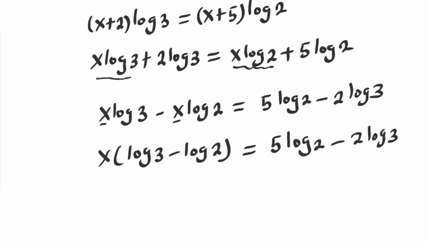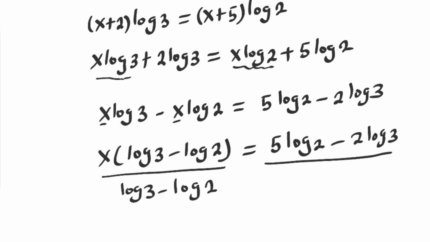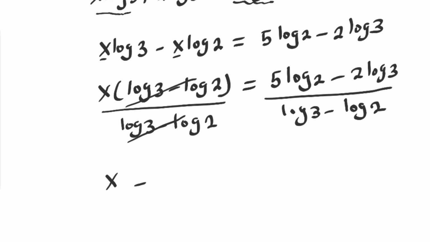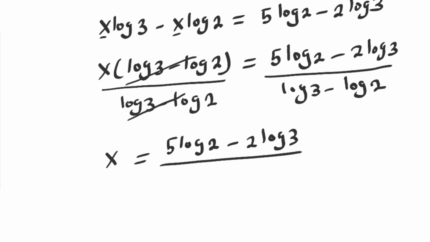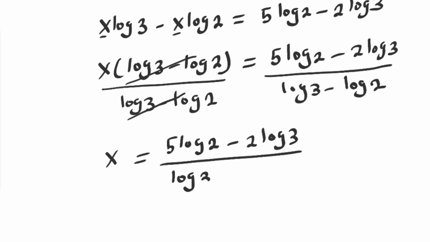Now we are looking for the value of x. Let us divide both sides of this equation by log 3 minus log 2. This divided by log 3 minus log 2, and this divided by log 3 minus log 2. This cancels this. x is equal to 5 log 2 minus 2 log 3 over log 3 minus log 2.